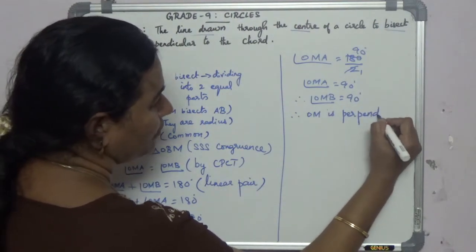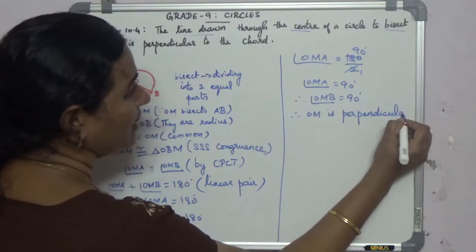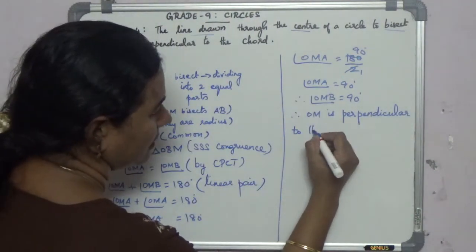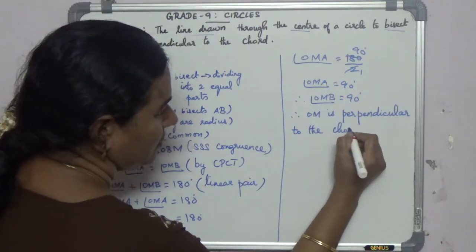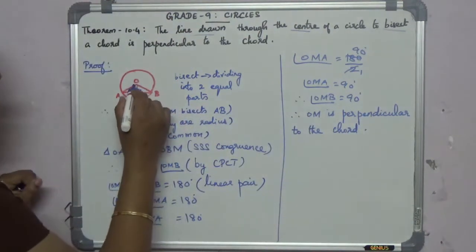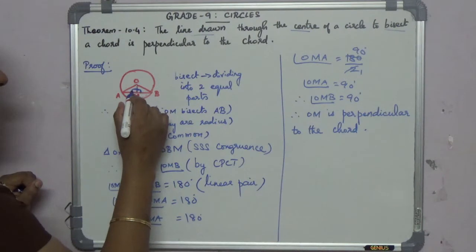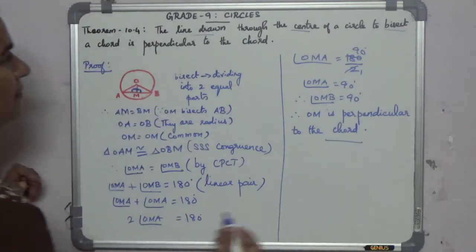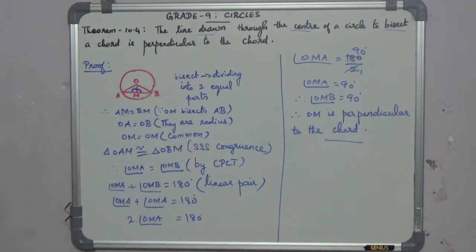Because the meaning of perpendicular is it is vertical and it makes an angle of 90 degrees. OM is vertical and it makes an angle of 90 degrees on both the sides, and so it is called perpendicular. This is the required answer. Now let's move on to the next theorem.